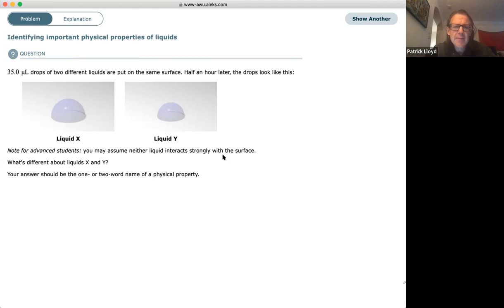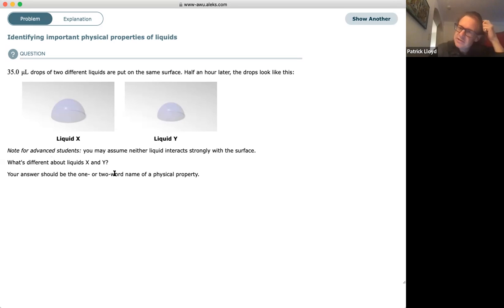So really what's happening is liquid Y is evaporating, right? You know that if you put some water on the floor, over time some of it will evaporate off into the air, right? And that's what's happening. So liquid Y is evaporating more rapidly than liquid X is. They're probably both evaporating, but one is evaporating more rapidly. So the question then is, what's different about these two? Your answer should be a 1 or 2 word name of a physical property.